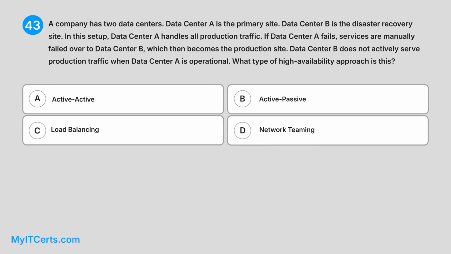43. A company has two data centers. Data Center A is the primary site. Data Center B is the disaster recovery site. In this setup, Data Center A handles all production traffic. If Data Center A fails, services are manually failed over to Data Center B, which then becomes the production site. Data Center B does not actively serve production traffic when Data Center A is operational. What type of high availability approach is this?